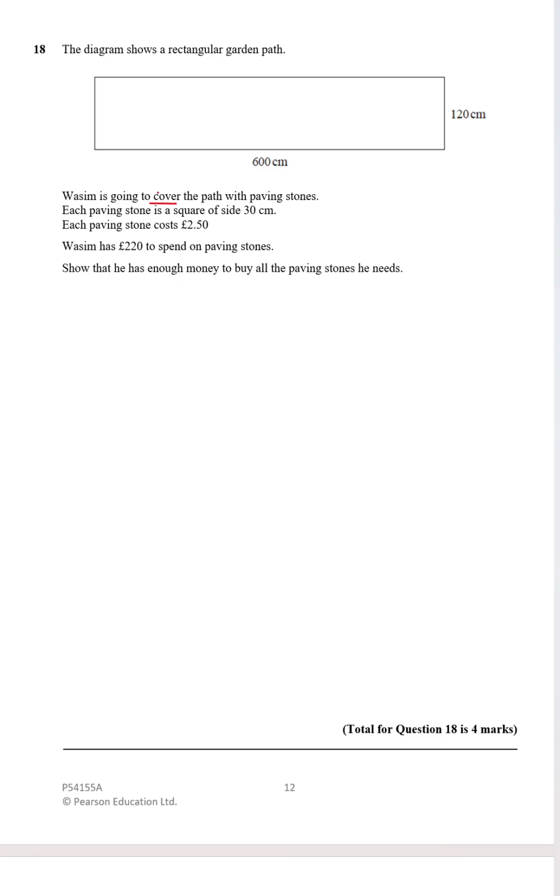Right. First of all, cover is my clue. That tells me it's an area question. So I'm looking at this shape here and I know that I'm going to need my formula for the area of a rectangle, which I'm going to write down here. Each paving stone is a square of side 30 centimetres. I'm going to draw myself a picture. I know that squares have got the same lengths here and here, so I'm going to write those on. And I also know here that 1 paving stone equals £2.50. Show that he's got enough money to buy all he needs.